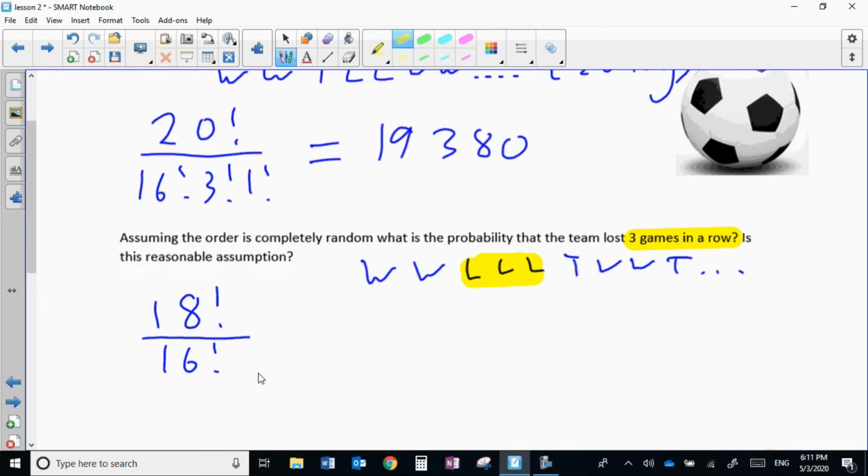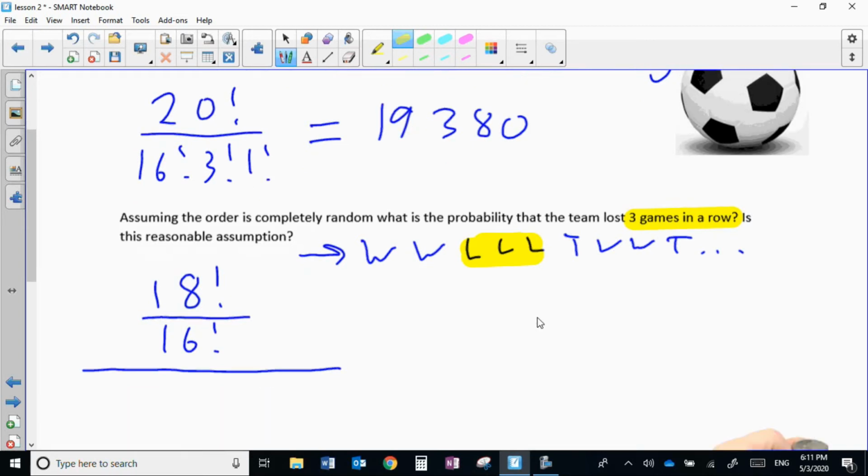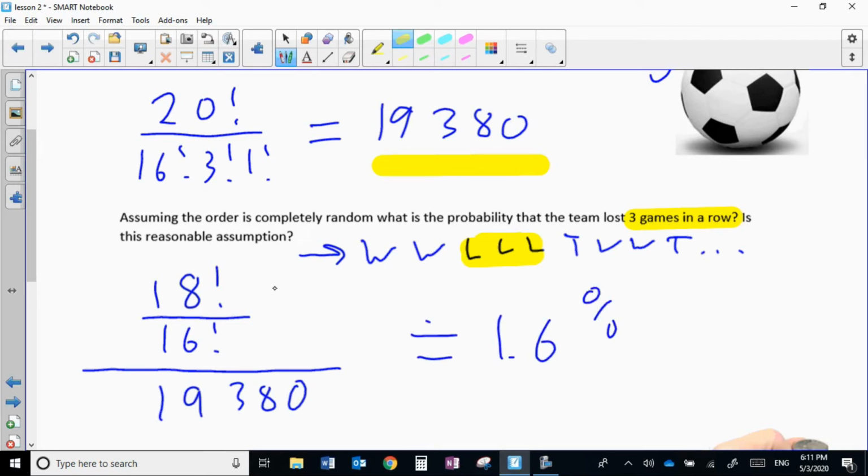This is me here basically coming up with the number of ways I can write the 20 games out where the 3 losses always appear together. I could also divide by 1 factorial for the tie here, but I don't need to do that. Now this is a probability question, which means we're saying that's the number of ways that I can expect to see outcomes that look like this, with the 3 losses together, divided by our total number of outcomes. If you figure that out, I believe you get about 1.6%. It's actually shocking how much smaller this is than 19,380.